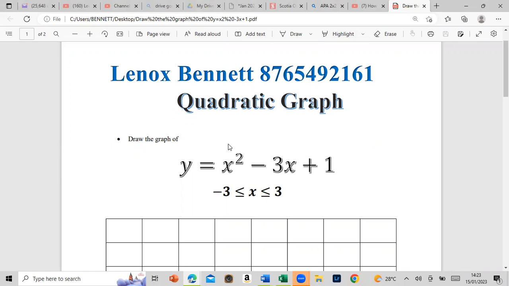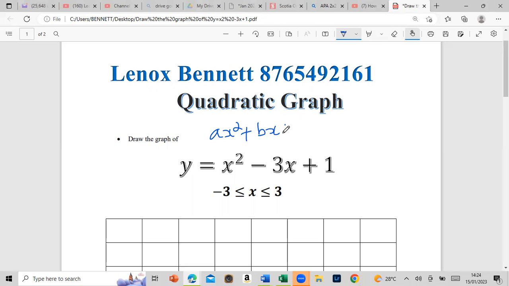My number is 5492161 and I'm going to be looking at quadratic graphs. Basically, guys, I'm showing you how to do a quadratic graph. So what makes it a quadratic? The fact that you have an x squared right here. Once it's squared, that will be a quadratic. So it's basically in this form: ax squared plus bx plus c, where c is the y-intercept.